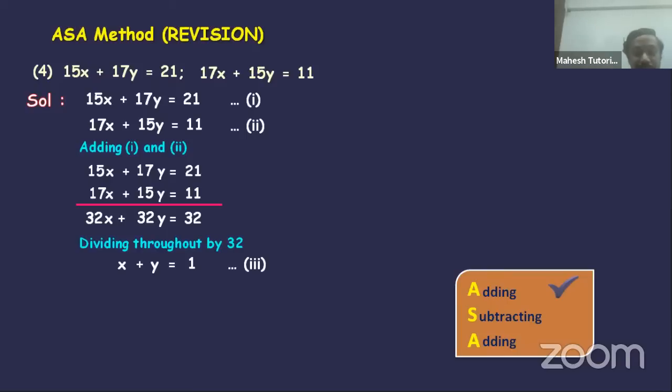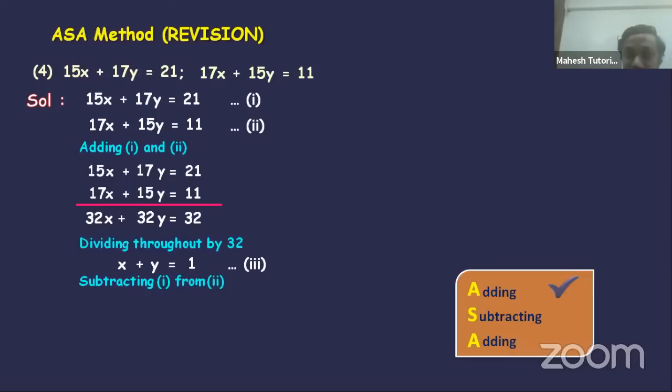So out of the 3 steps, adding, subtracting, adding, we are done with the first step, that is adding. Now let us start with the next step, that is subtracting. So now as the name itself says subtracting, so we are going to subtract the two equations. That is subtracting equation number 1 from equation number 2.